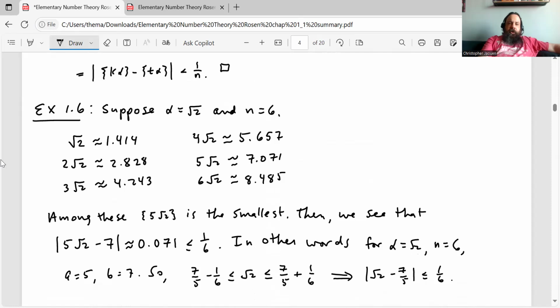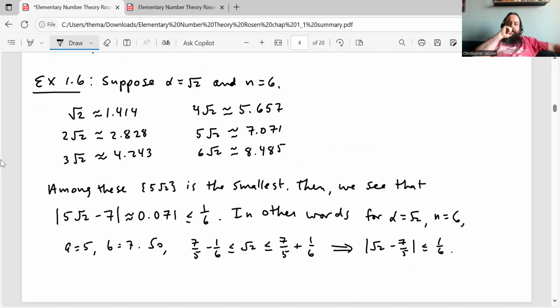And the nice thing about Dirichlet's theorem is it gives us a nice way of approximating irrational numbers, or any real number, even rational numbers, by rationals. So suppose that alpha equals square root 2 and n is 6. Here's example 1.6. Then if we take 1 times square root 2, 2 times square root 2, all the way up to 6 times square root 2, we take the one of those numbers that has the smallest fractional part, which in this case is 5 square root 2.